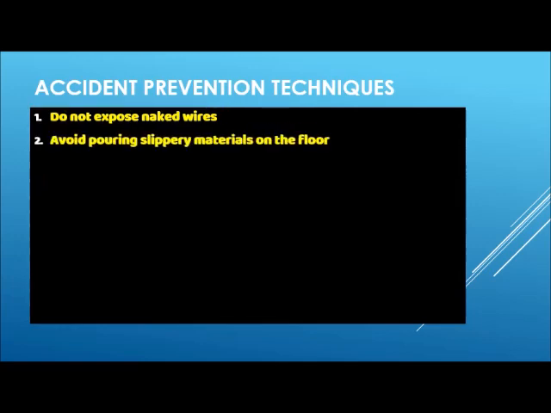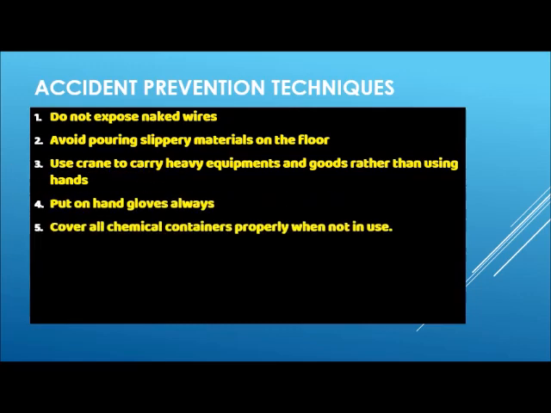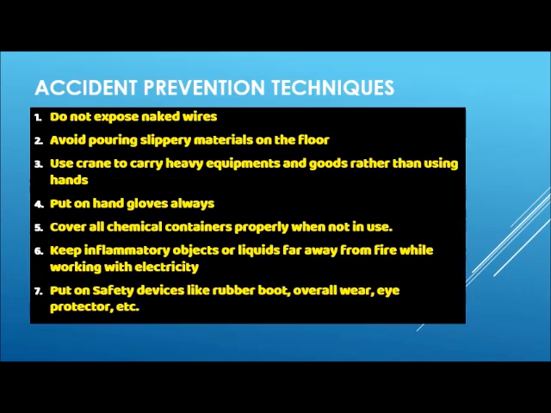Accident prevention techniques. Number 1, do not expose naked wires. Number 2, avoid pouring slippery materials on the floor. Number 3, use crane to carry heavy equipment and goods rather than using hands. Number 4, put on hand gloves always. Number 5, cover all chemical containers properly when not in use. Number 6, keep inflammable objects or liquid far away from fire while working with electricity. And number 7, put on safety devices like rubber boots, overall wear, eye protector, and so on and so forth.